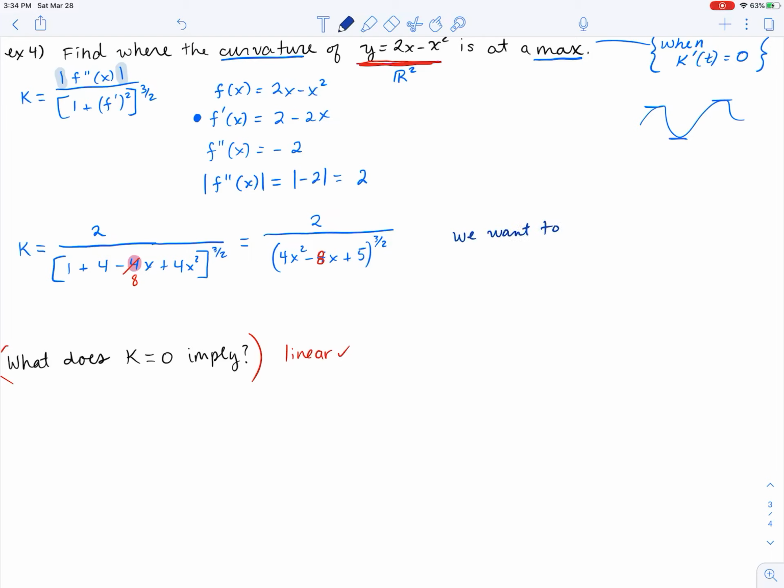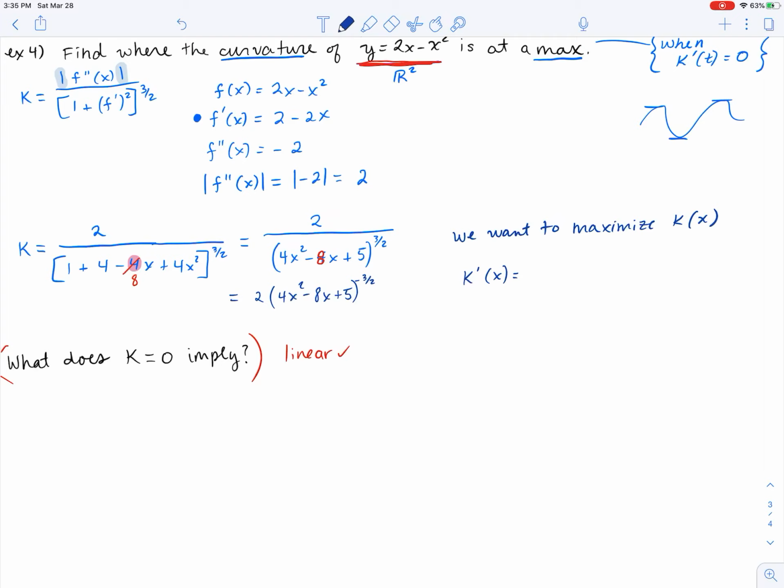we want to maximize k of x. We don't have a parameter, so we're going to take the derivative. So we need product rule, I'm sorry, quotient rule. I guess we could use, you know what? Let's use product rule. This is the same as 2 times 4x squared minus 8x plus 5 to the negative 3 halves. And then we don't need any of that.